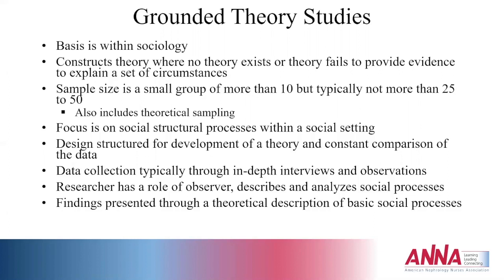The researcher is interested in social processes that arise from the perspective of human interactions or patterns of actions. Within grounded theory, the sample size tends to be small, but will likely include at least 10 participants, but typically not more than 25 to 50 in total. Grounded theory also includes theoretical sampling, which is when the researcher seeks those experiences or participants that will aid the researcher in testing their hunches and completing the information.